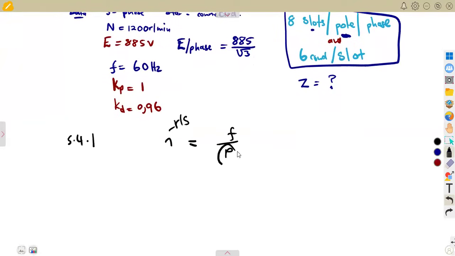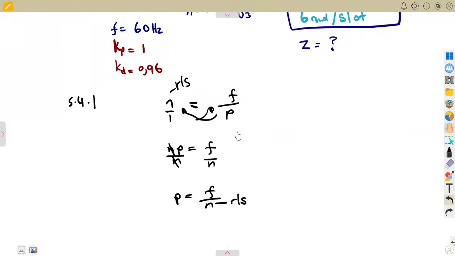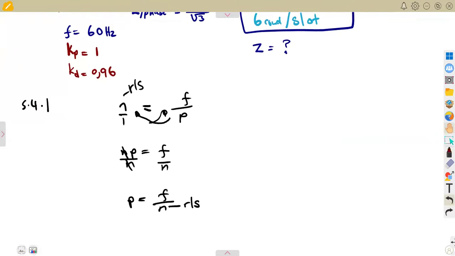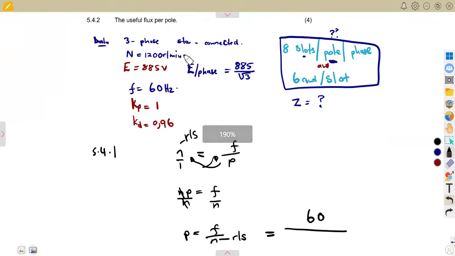So you first find pair poles, which is P. You can make P the subject, cross multiply. NP is equal to F. So divide by N both sides. So P, which is the pair poles, is frequency over N. Like I said, this N is in revs per second. And I also talked about converting revs per minute to revs per second: it's N over 60, N in revs per minute divided by 60. All right. So meaning to say, this was going to be equal to the frequency, which is 60, over N, which is revs per second, but they were given in revs per minute.